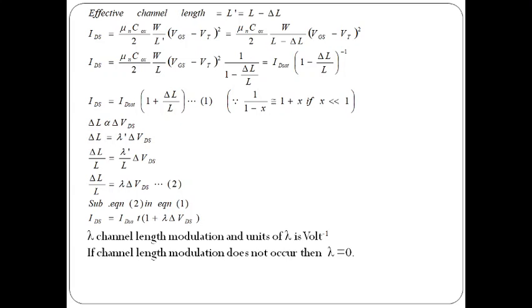Clear? So channel length modulation occurs when we apply more VDS, otherwise we can say when it is in the saturation region, or VDS is greater than VGS minus VT. So in channel length modulation, the length of the channel decreases by increasing VDS in the saturation region. Clear? This is channel length modulation.